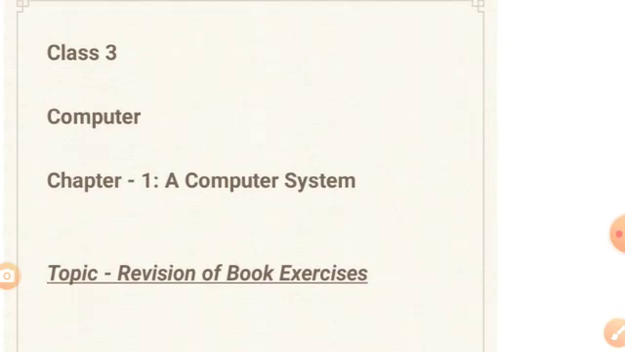Good morning, dear children. We have completed our syllabus for term 1. From now onwards, I will be sending you files on revision of all the chapters we have learned so far.